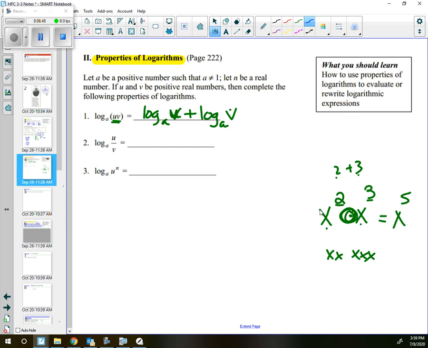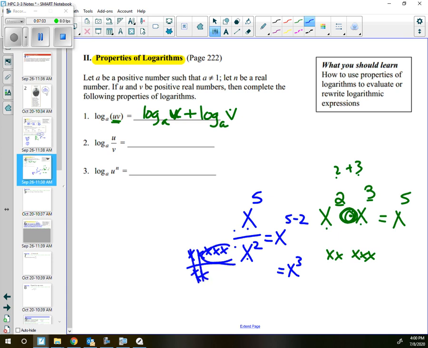Okay, so let's think about divide then. How would you do x to the 5th divided by x to the 2nd? Well, if you're dividing two things with the same base, what did you do with the exponent? You subtract, because that would be x cubed, right? If you have 5 of them and then you divide by x squared, we can divide out 2 and we'd be left with 3. So when you're dividing, you subtract. Well, the logs are the exponents. So log base a of u minus log base a of v. So dividing goes with subtract.